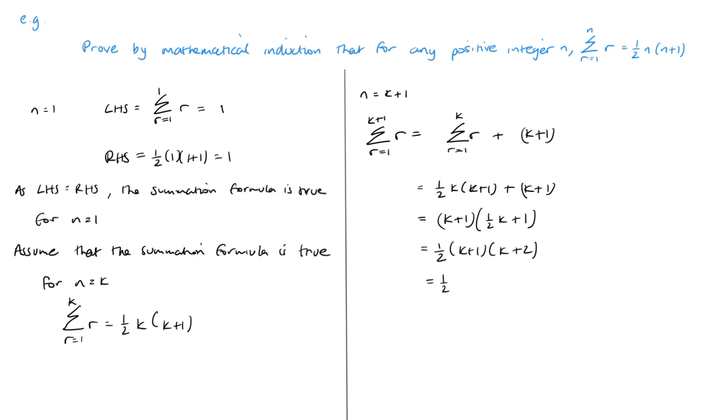And then just to make it obvious, I separate it out into the k plus 1 in terms of n. So we got half k plus 1, k plus 1 plus 1. Okay, so therefore that's now me using the induction to show that it's true.